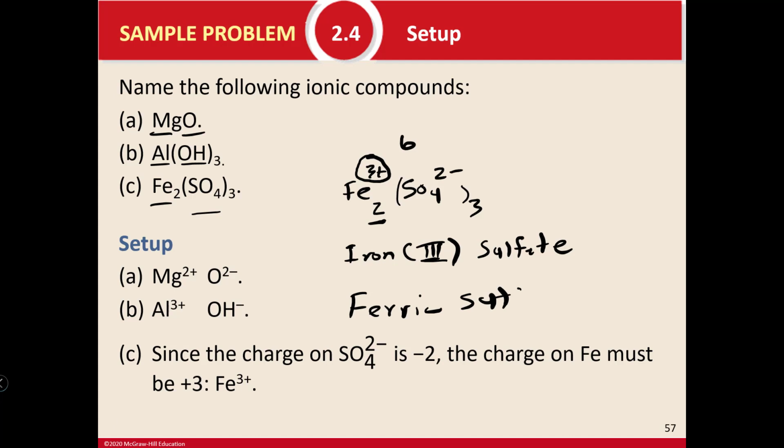So the iron becomes ferric sulfate. So ferric sulfate. Okay.